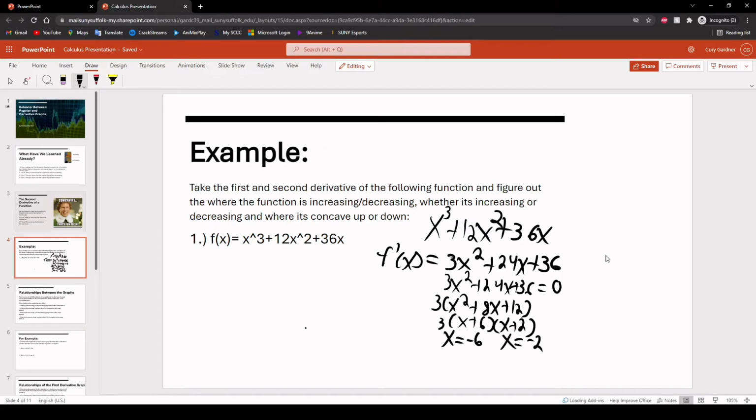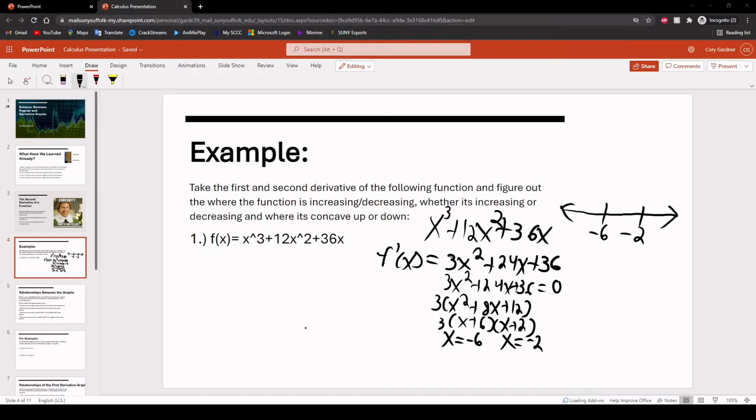So knowing that information, we now have our critical points that we're going to put on our number line. So we're just going to make one big number line. We'll have negative 6 and negative 2. Now from here, we're going to use a value that is less than negative 6, a number that's between negative 6 and negative 2, and a number that is greater than negative 2.